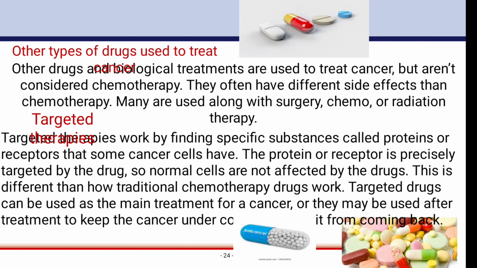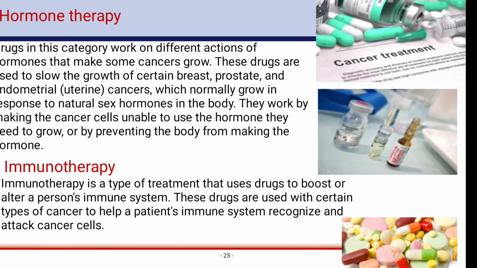Other types of drugs used to treat cancer are biological treatments, which are not considered chemotherapy. They often have different side effects than chemotherapy. Along with surgery, chemo, and radiation therapy, targeted therapy works by finding specific substances called proteins or receptors that some cancer cells have. The protein or receptor is targeted by drugs, so normal cells are not affected by the drug. This is different from how traditional chemotherapy drugs work. Targeted drugs can be used as the main treatment for cancer, or they may be used after treatment to keep the cancer under control.